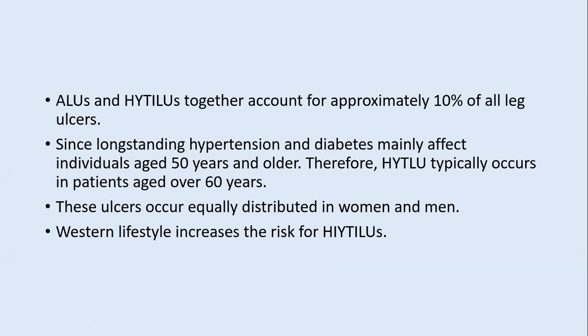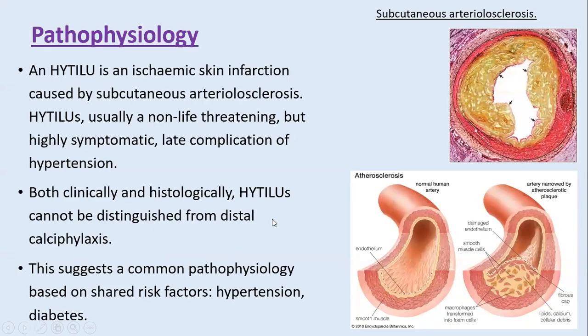The arterial leg ulcers and hypertensive ischemic leg ulcers together account for 10% of all leg ulcers. Long-standing hypertension and diabetes mainly affect individuals of 50 years and above. Therefore, hypertensive ischemic leg ulcers occur in patients over 60, equally distributed in men and women, and Western lifestyle increases the risk. Associated diseases are similar to the associated diseases of arterial leg ulcers.